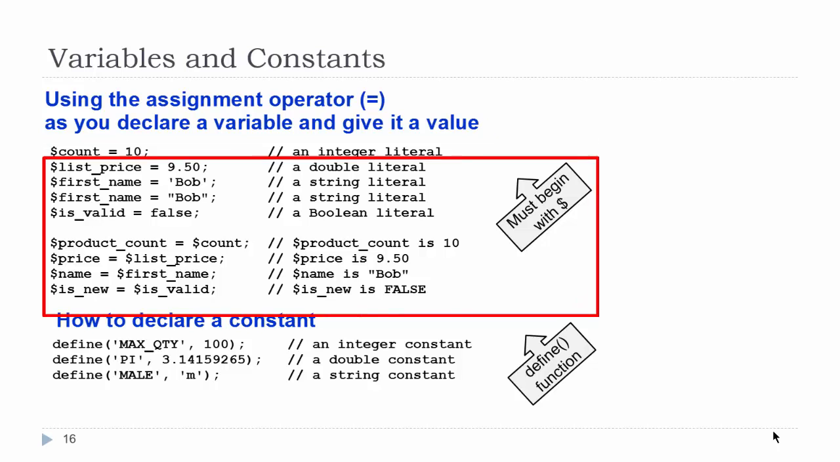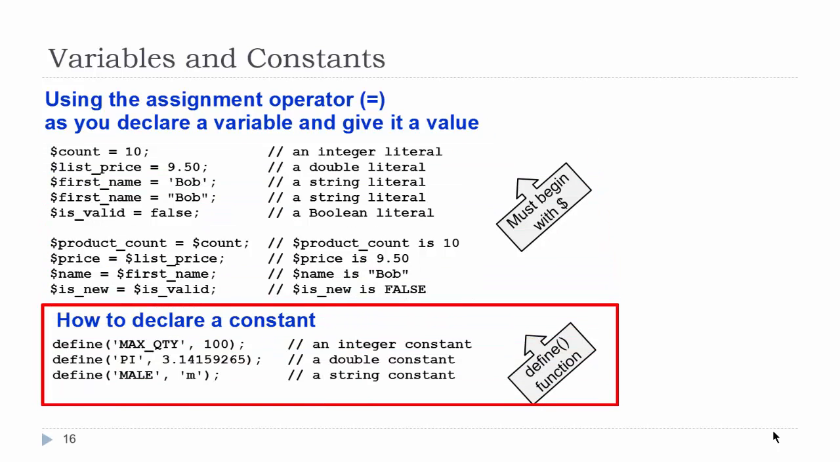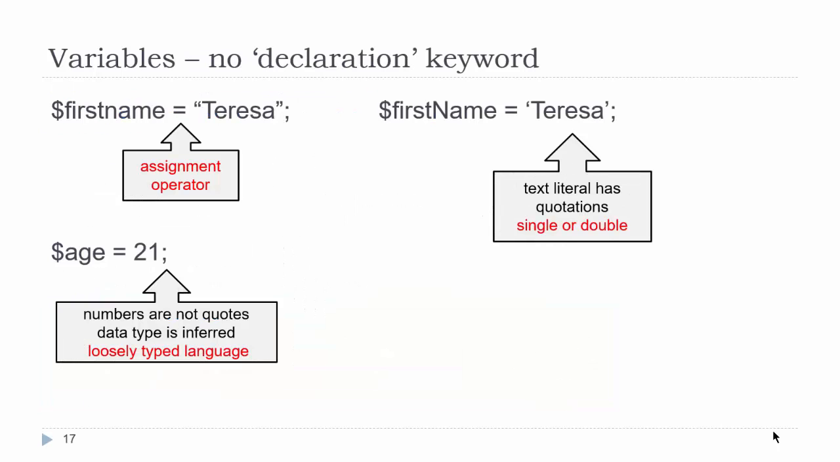The PHP language also has constants, which cannot be changed, and they are created using the define function. Here again, we will revisit this in depth in a future chapter. Again, variables do not have a declaration keyword. They use the assignment operator.